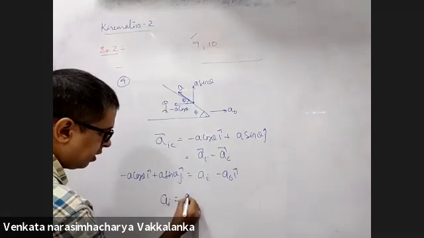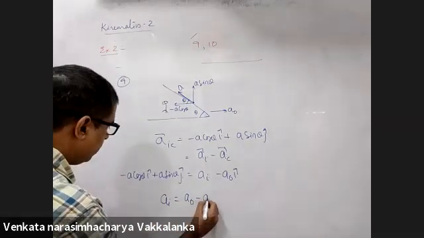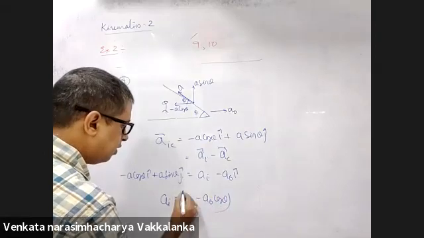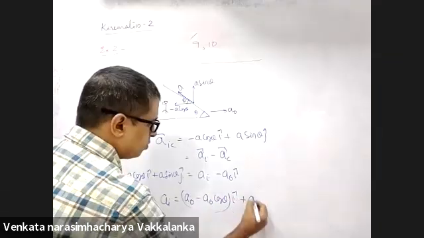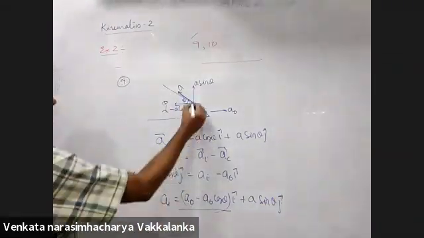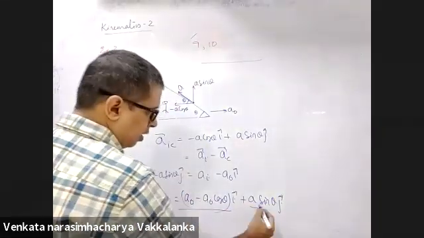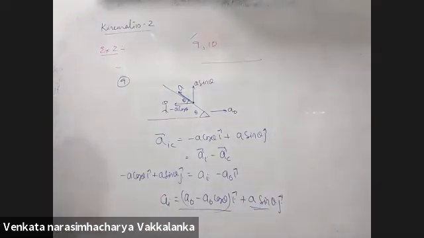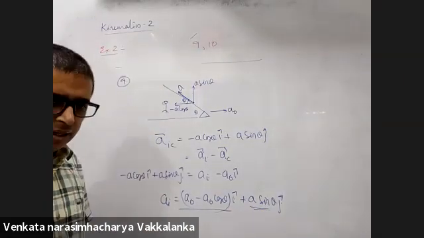Acceleration of the insect is a naught minus a naught cos theta i cap plus a sin theta j cap. Acceleration of the insect along y-axis is this, x-axis is this. If there's a mistake, we'll get it rectified.